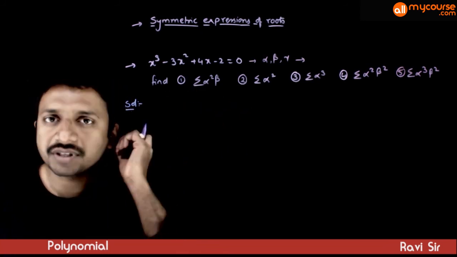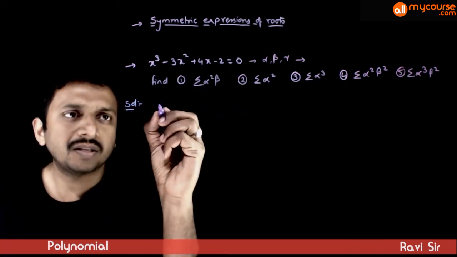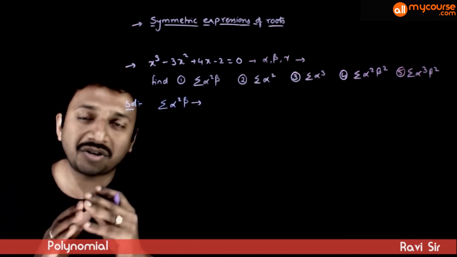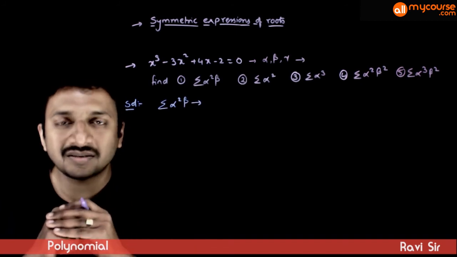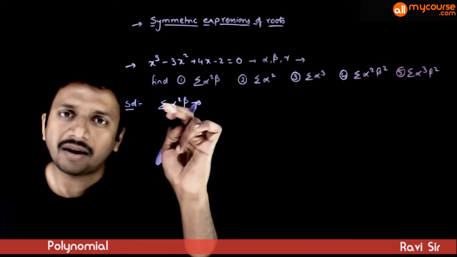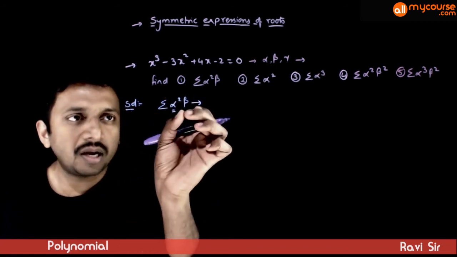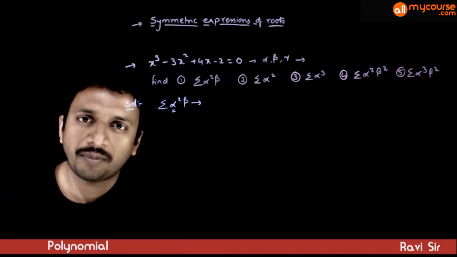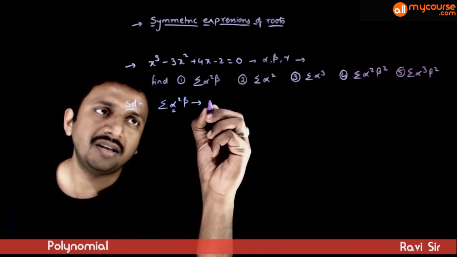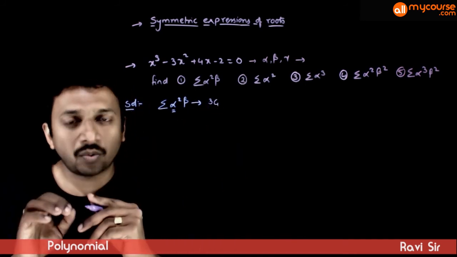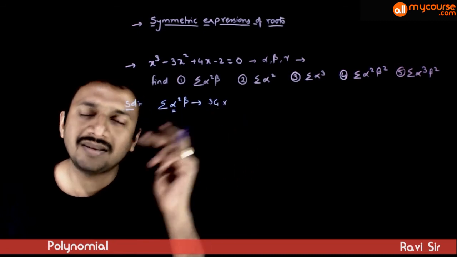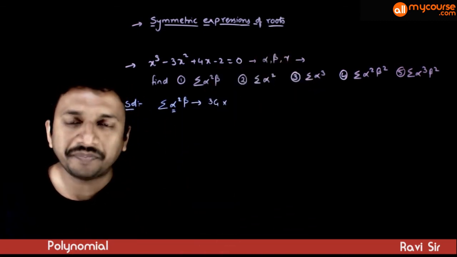So sigma alpha square beta. What does this sigma represent? First let us try to find the number of terms in this sigma. Here you need to select one root for a square power and one root for a power 1. In how many ways can you select one? 3C1 ways I can select one root for my square power, and once I select this, one root is consumed.